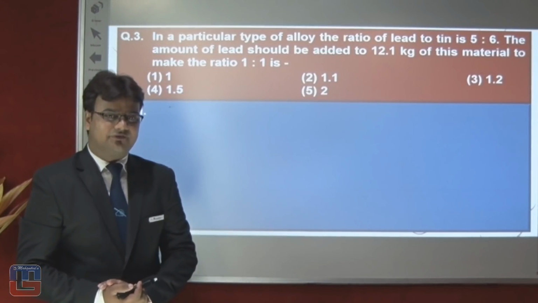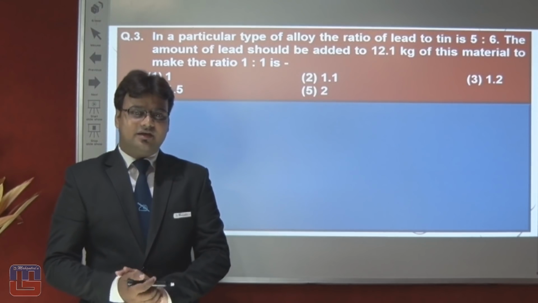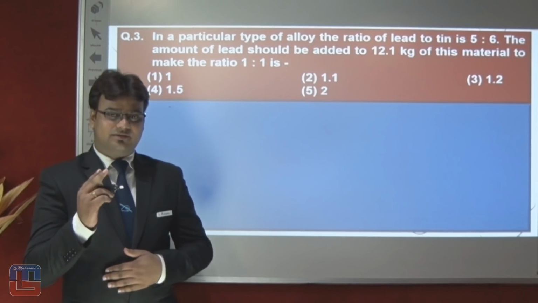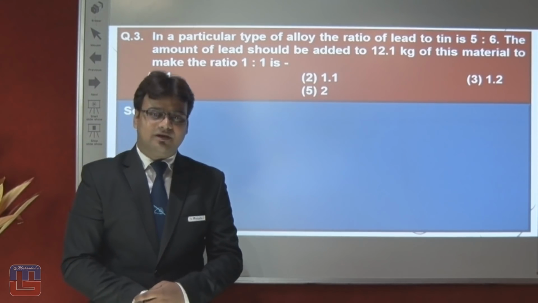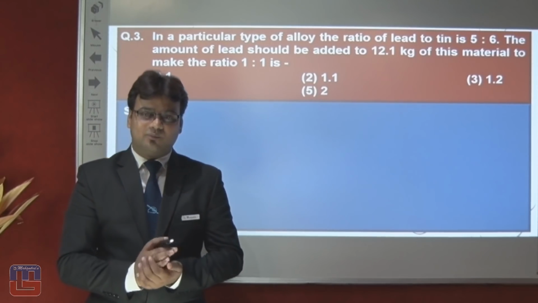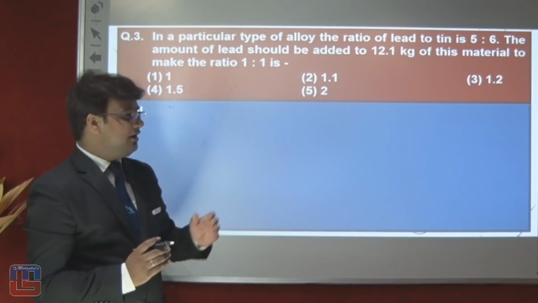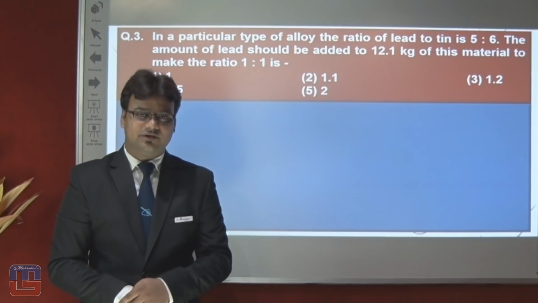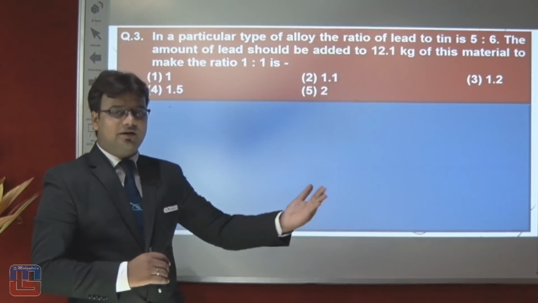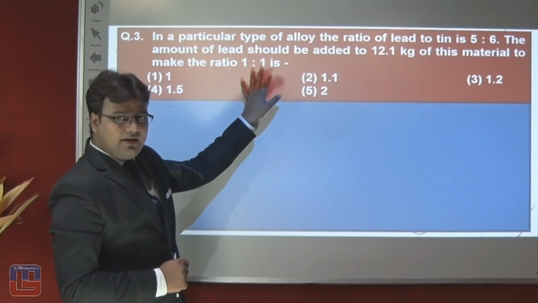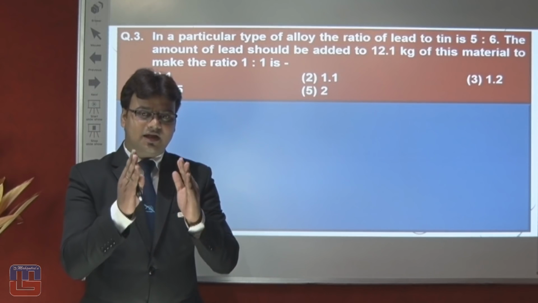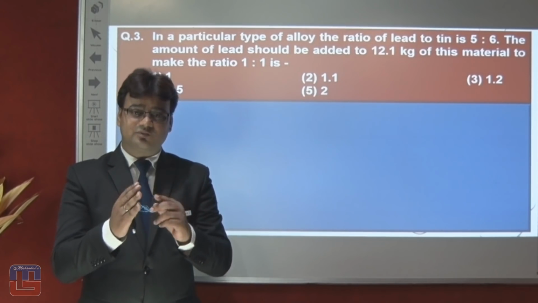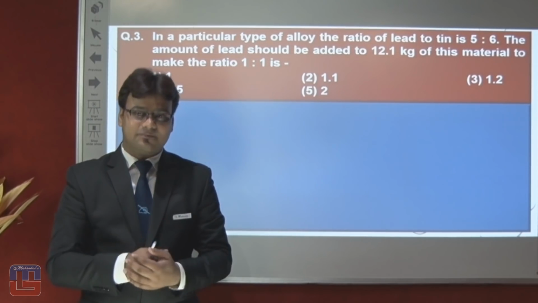This question is based on mixture allocation. The question is that in a particular type of alloy, the ratio of lead to tin is 5:6. The amount of lead that should be added to 12.1 kg of material to make the ratio 1:1 is? Here, the ratio of lead and tin is 1:1. That means the quantity of lead and tin will be the same.